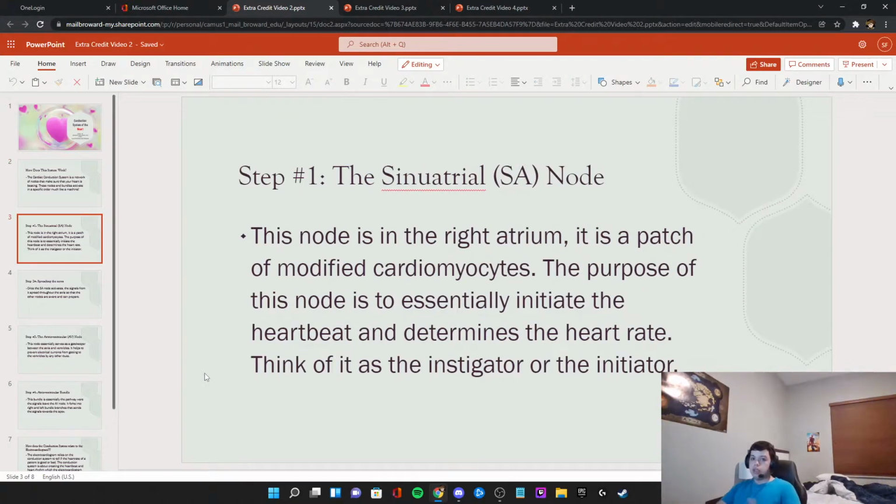So step one in the process is the sinoatrial, I'm going to butcher the name, sinoatrial SA node, right? This node is located in the right atrium, and it's a patch of modified cardiomyocytes. The purpose of the node is to initiate the heartbeat and determine the heart rate. So it's just an instigator. It's the one that starts the process of the actual heartbeat and the rhythm, so that the other nodes know, okay, this is what's happening.